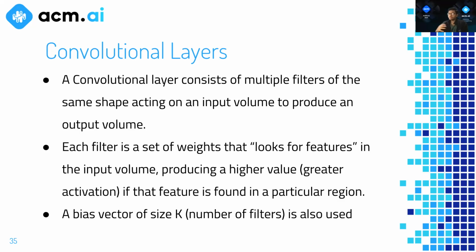And then for each filter, we have a bias vector, which again is important. We always need a bias value to bias our activation in a certain direction based on how we want our activation value to be.